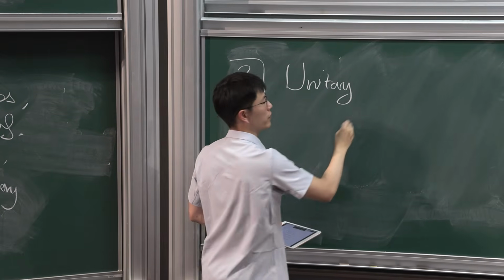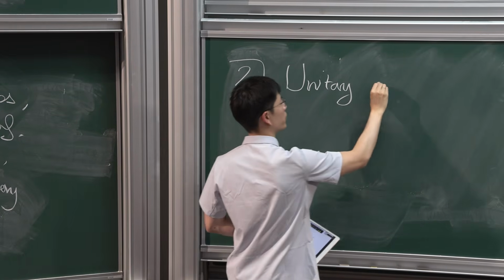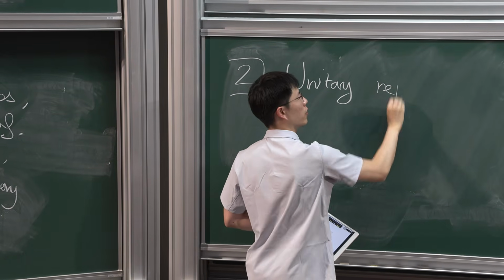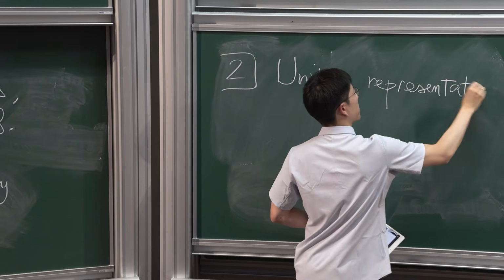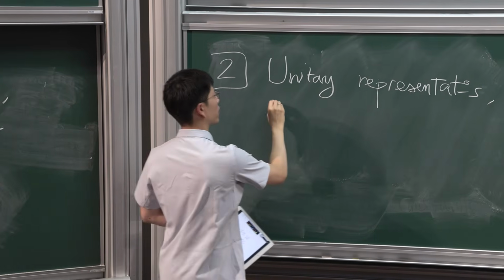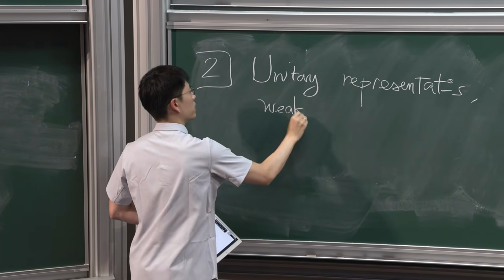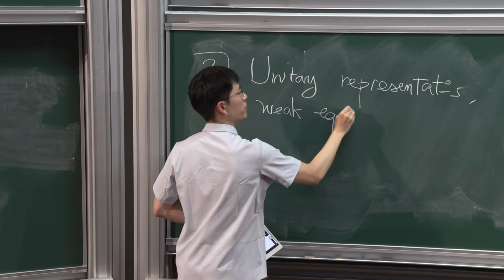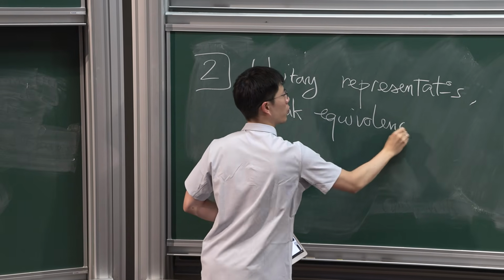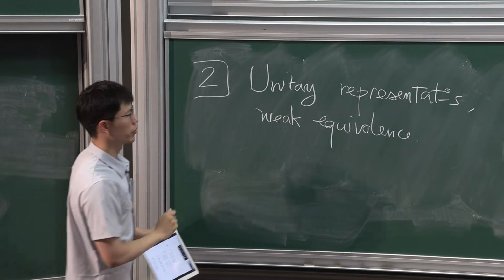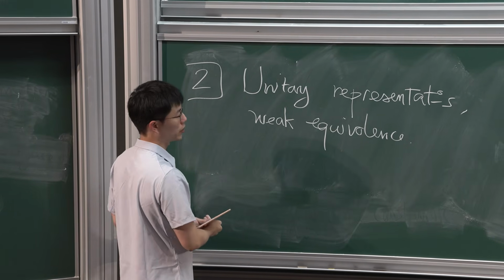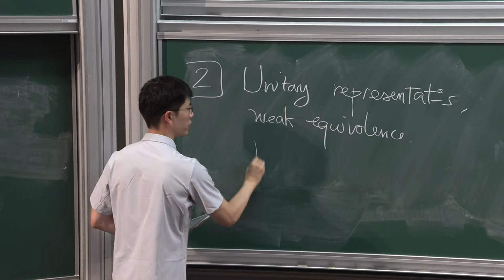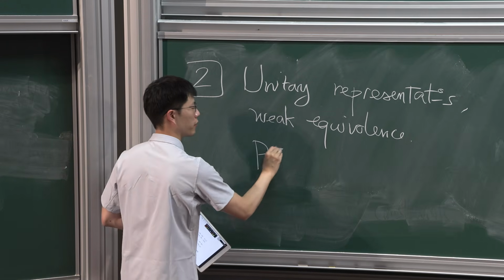So I know that you've seen unitary representations in this mini school already. But I'm going to talk about certain things that are going to be useful to me, in particular, what it means to be weakly equivalent for unitary representations, what it means geometrically. I'm going to talk about the representation theory of PSL2R.